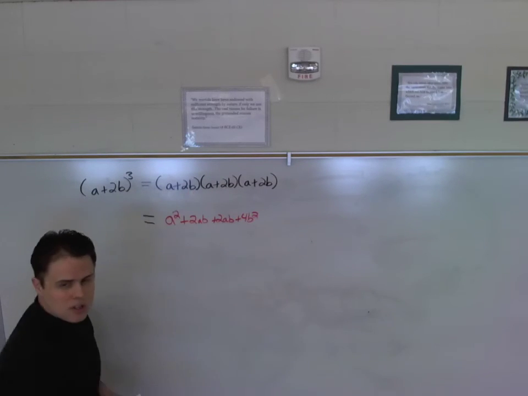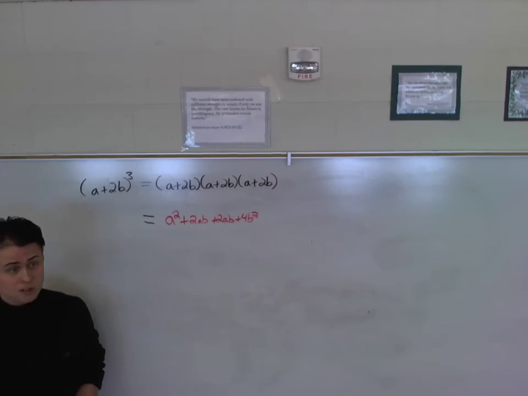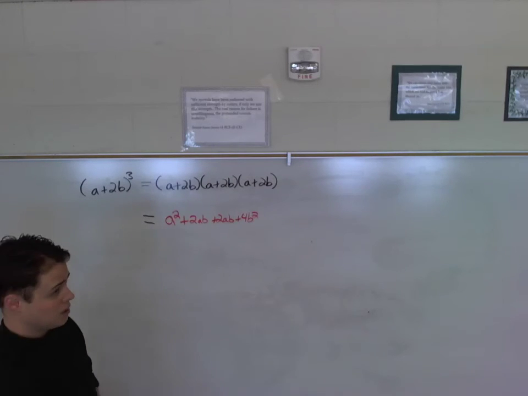4b squared. You can't miss those little squares and stuff. If you do, this is totally wrong and you might as well not have done it. So that's the key, is that you don't miss the little things, the little details. That's all that matters, okay?